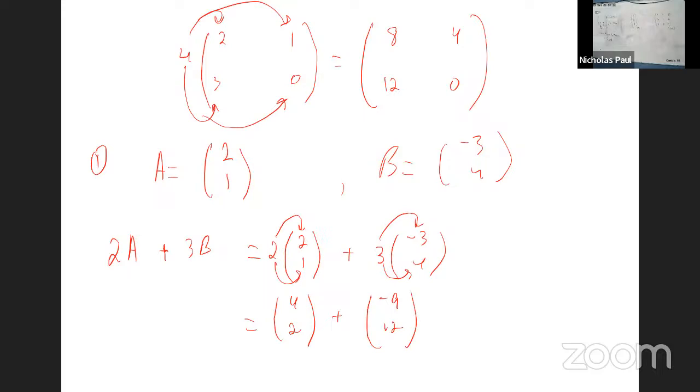Right? What's the next step? Your next step is to add it, right? So you add 4 plus minus 9, and you add 2 plus 12. Okay? So you'll end up with minus 5, 14. So that's supposed to be the easy part. Now for the hard part.